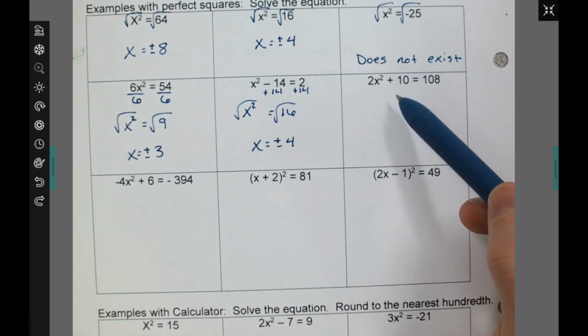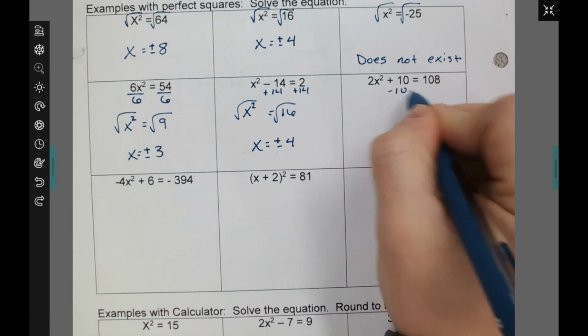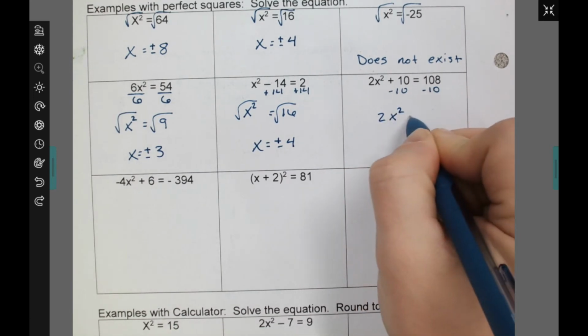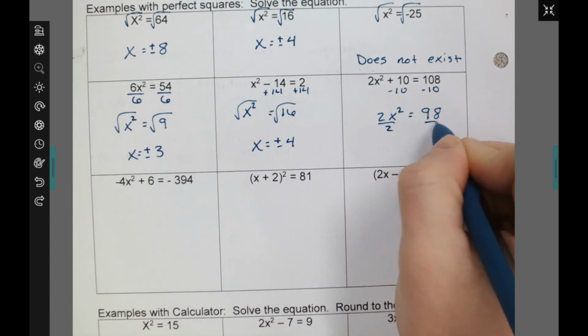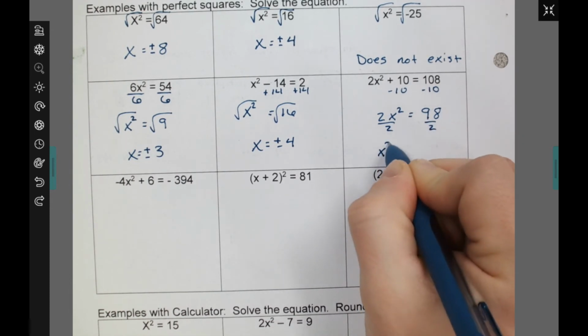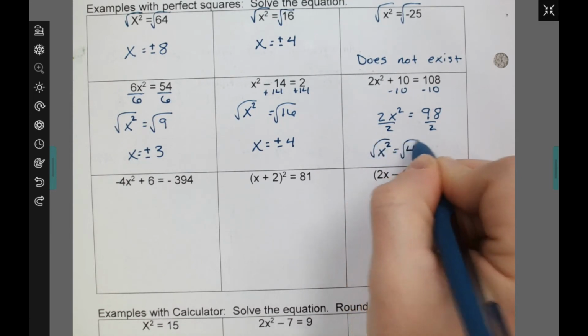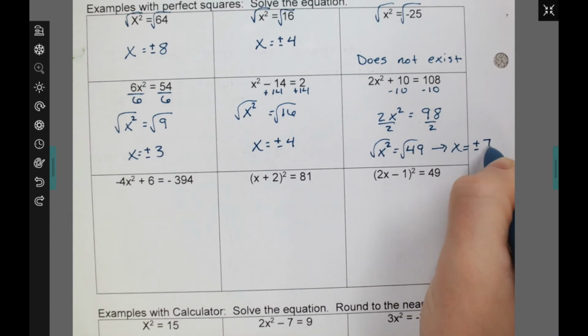Here, you've got 2 steps to do before you can square root. You have to minus the 10 over, giving us 2x squared equals 98, divide by 2. x squared equals 49. And now that the x squared is by itself, you square root each side, and get x equals plus or minus 7.